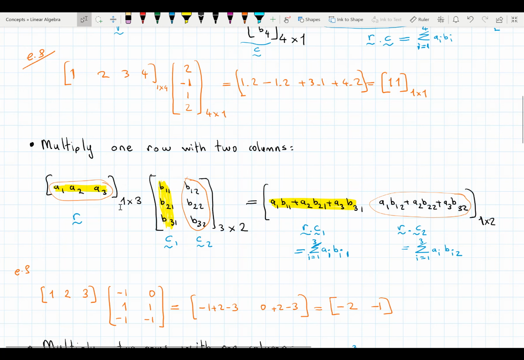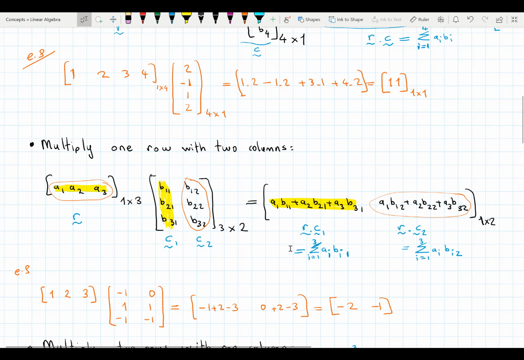So this is one row, 3 columns. This is 3 rows, 2 columns. If you eliminate these two, you have 1 and 2. As a result, the multiplication matrix must be 1 row, 2 columns. That's exactly what we found. Also, we can express these entries in terms of row and column multiplication: row, column, row, column. So this is row column 1, and this is row column 2.